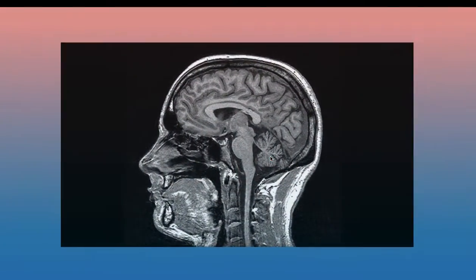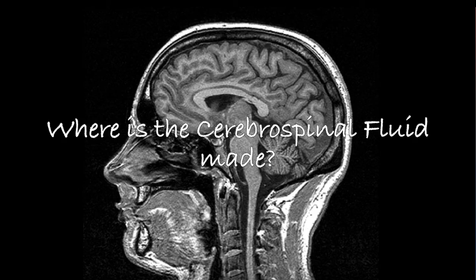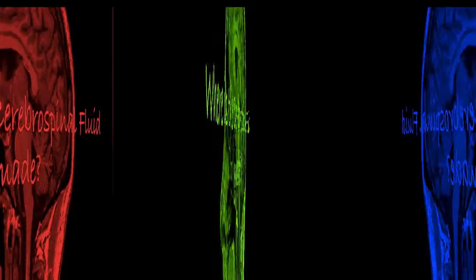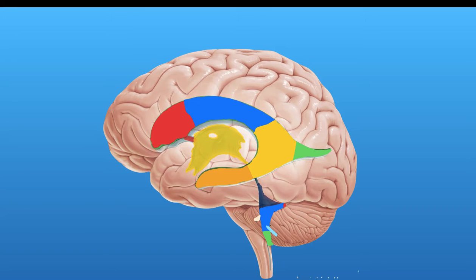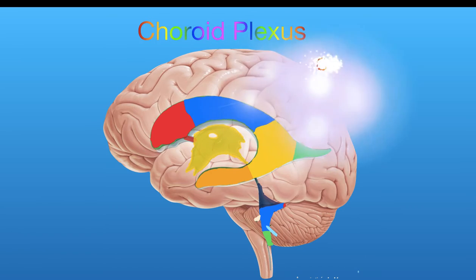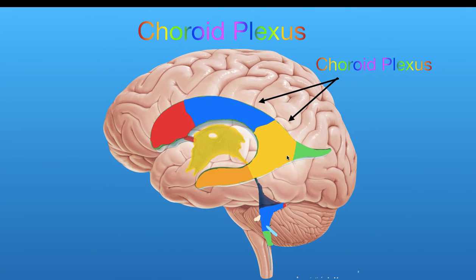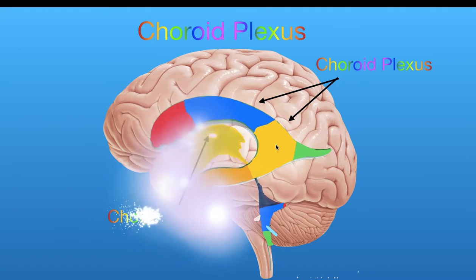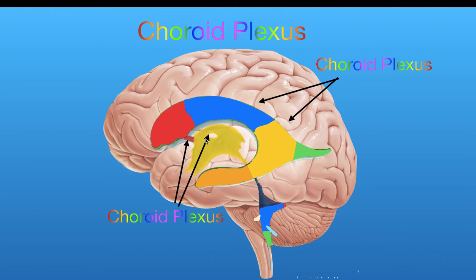Okay, so now you're wondering, where is the cerebrospinal fluid made? It's made at what we call the choroid plexus. And the choroid plexus is not actually one part, but it's around different parts of the ventricles. So there's choroid plexus at the body and the trigone of the lateral ventricle. There's going to be some in the interventricular foramina and the roof of the third ventricle. Then there's also some at this part of the fourth ventricle. And that's where the cerebrospinal fluid is produced.